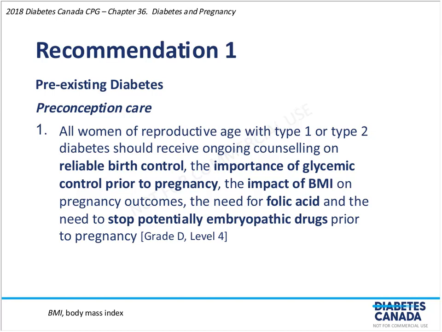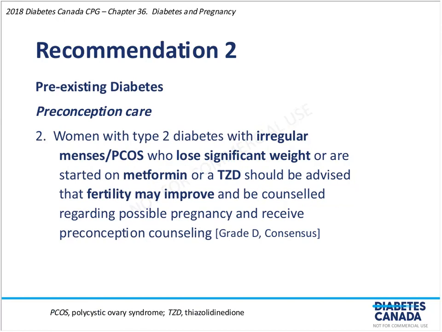Clearly, it's important for people to be on reliable birth control until they're ready to pursue a pregnancy, and it's important for us to remind them that they'll need to be on prenatal vitamins and folic acid and get off teratogenic drugs prior to pregnancies. So all reproductive age women, we need to discuss this intermittently with them to make sure that they're prepared prior to pregnancy. So the first half of the presentation is dealing with women with type 1 and or type 2 diabetes, and then GDM is later on.